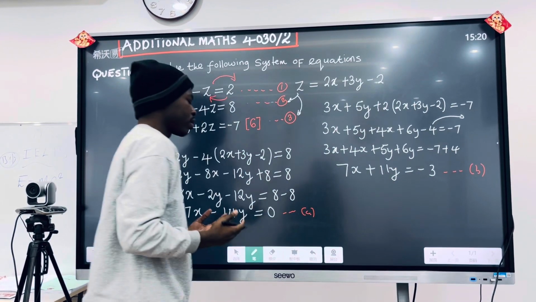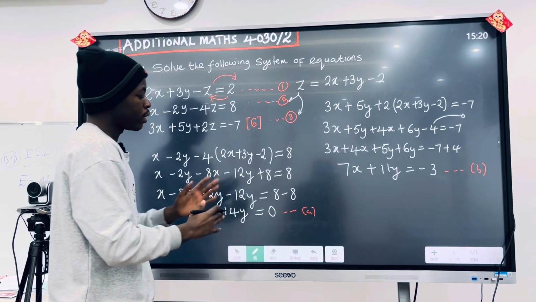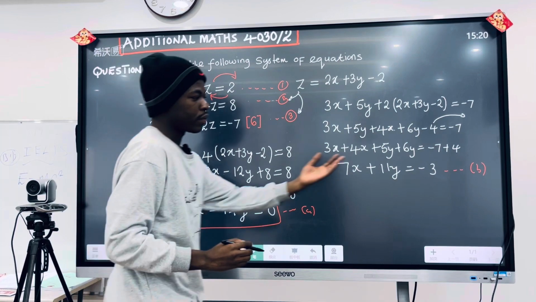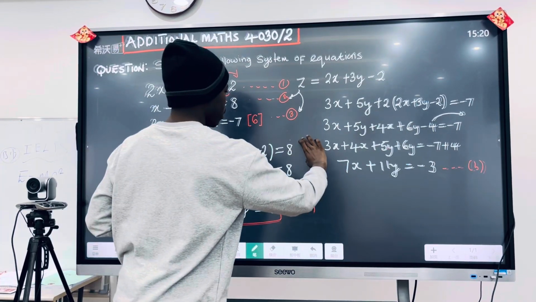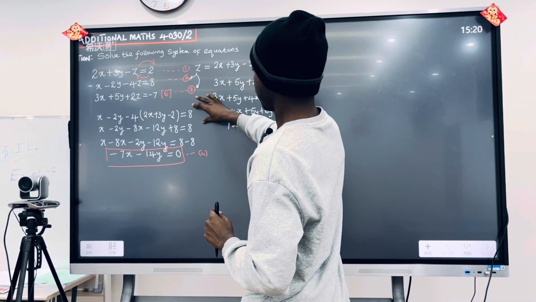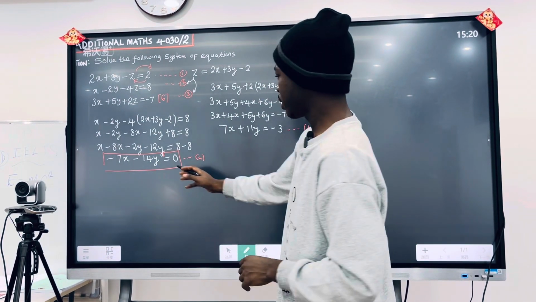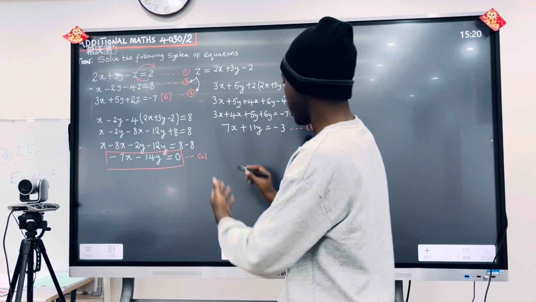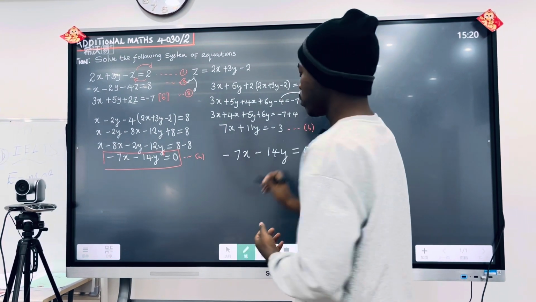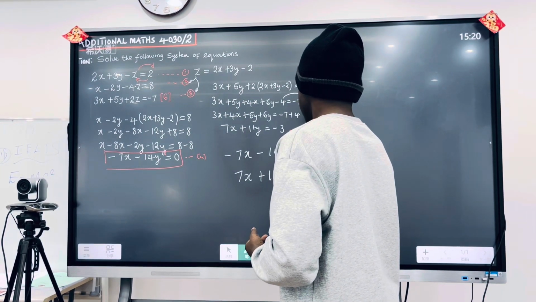So after achieving these two steps, the idea is to get equation A and equation B. We solve them simultaneously. So we're going to get these two equations. So we have this equation here and that equation. We solve them simultaneously. So I have negative 7x minus 14y equals 0. Then we have 7x plus 11y equals negative 3.